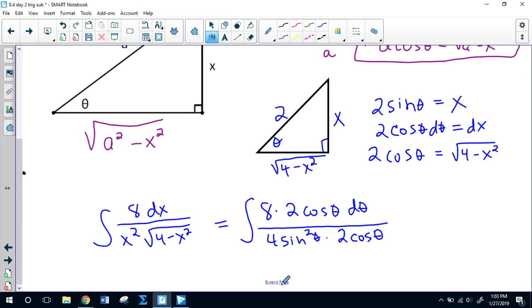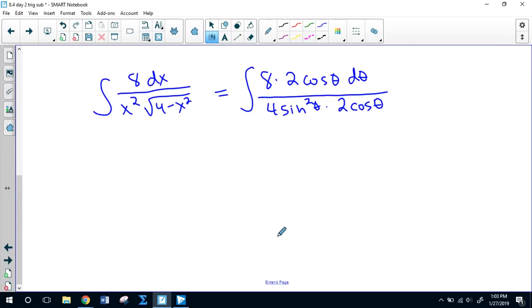So again, all we're trying to do is make this into something that will be easier to take the integral of. It doesn't look that much easier right now, but it will become easier here. All right, so I'm going to cancel the 2 cosine thetas. I'm going to reduce, that becomes a 2, and I am left with 2 times the integral of 1 over sine squared theta. 1 over sine squared is the same as cosecant squared theta d theta.